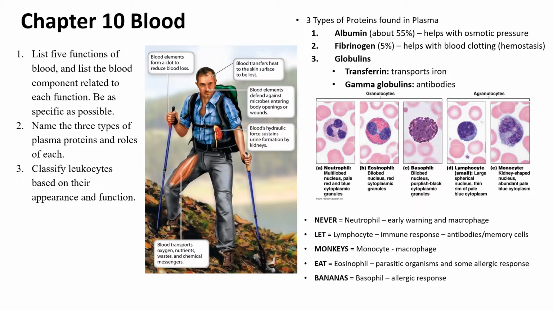A cute little acronym, remember this from lab: never let monkeys eat bananas. It tells you the 5 different types of white blood cells, and the order, neutrophil, lymphocyte, monocyte, eosinophil, basophil, tells you their prevalence in the plasma. Neutrophils are the most common, basophils the least common.